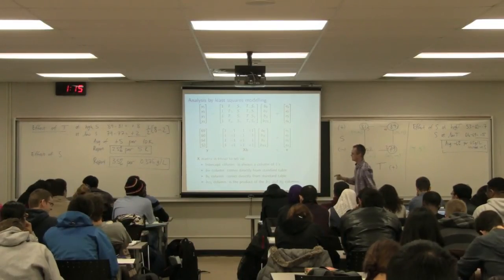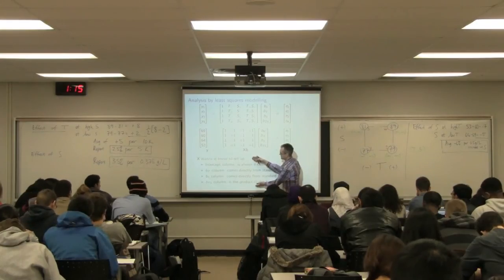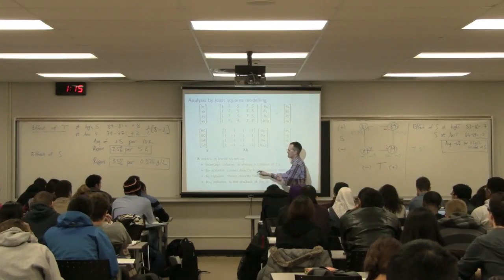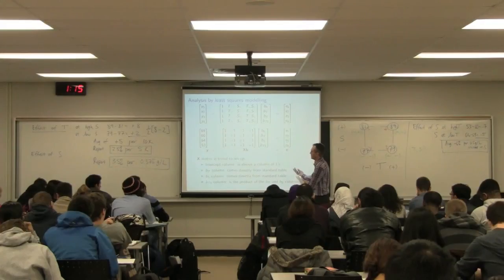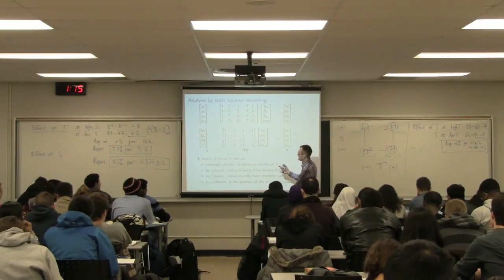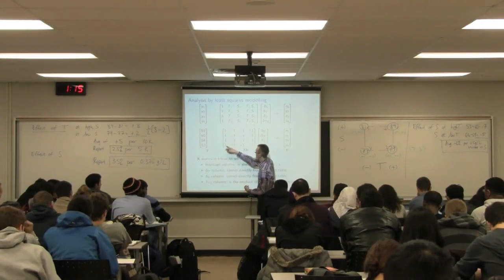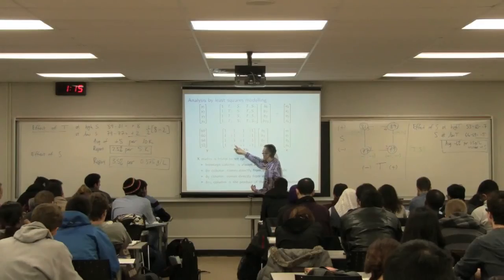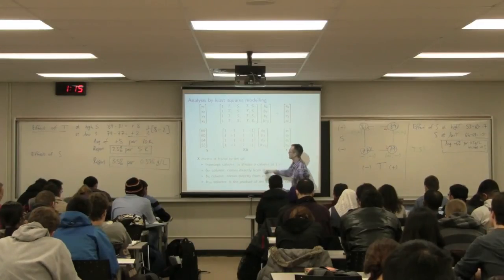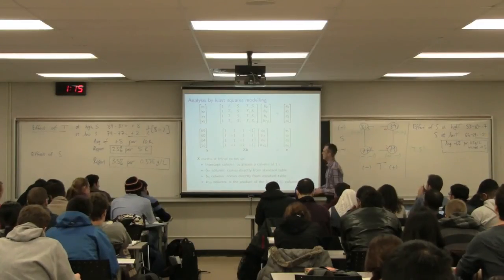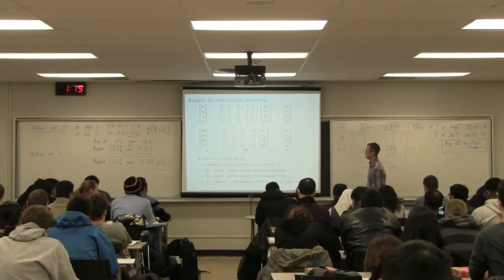So I've just written up here what I said a second ago. You can choose to copy this down or download the new notes off the website. Essentially it's saying that this intercept column is always a column of ones. This column is from the standard table. The third column is from the standard table. And the final column is the product of the two corresponding columns.